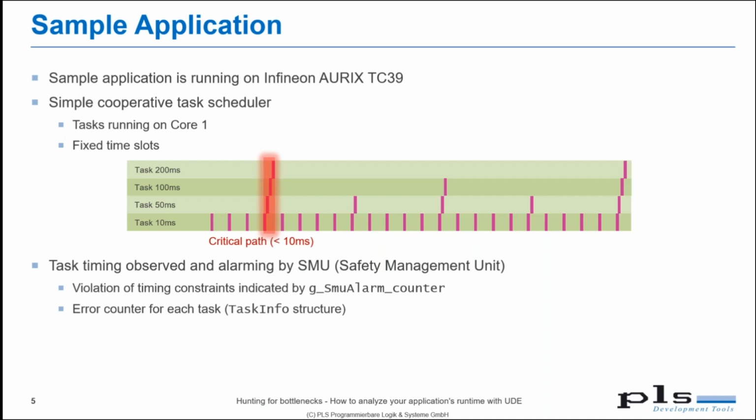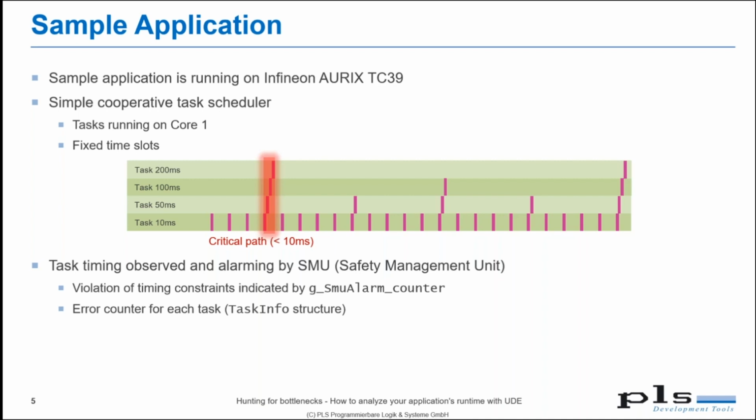Obviously with that cooperative scheduling scheme, the overall execution time of all the tasks must not exceed the periodicity of the most frequently executed task, which is in this case 10 milliseconds. So our critical path is 10 milliseconds. The summarized execution time of all the 4 tasks must not exceed that time.